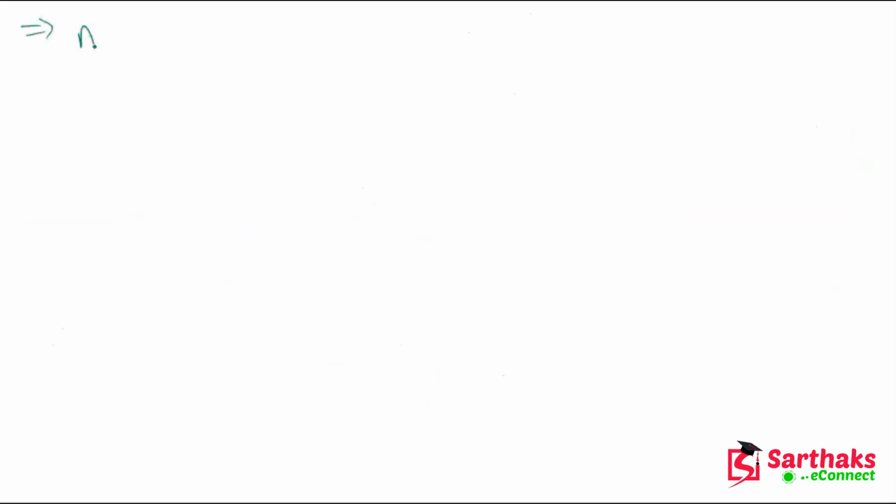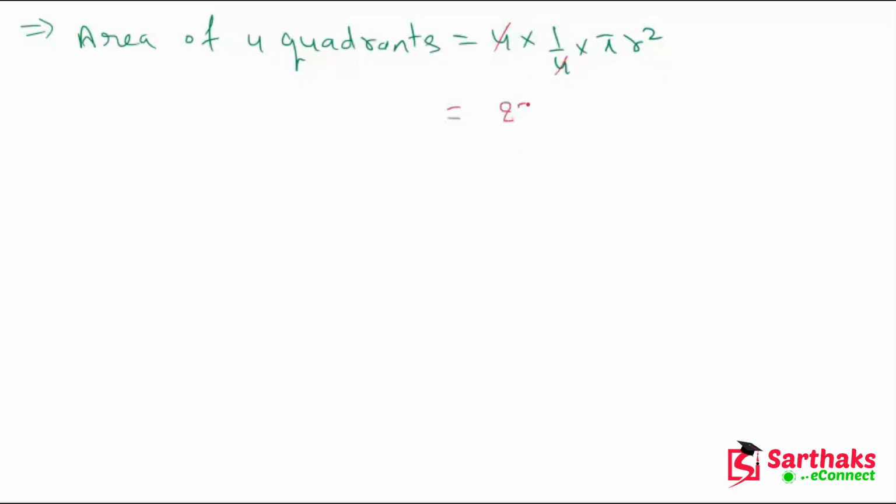So now the area of 4 quadrants is 4 into the area of one quadrant, which is 1 upon 4 into pi r square. The value of r is 7 centimeter. If we put the values, this 4 and this 4 will be cancelled, so we have 22 upon 7 into 7 into 7. We can cancel this 7, so we get 22 into 7.